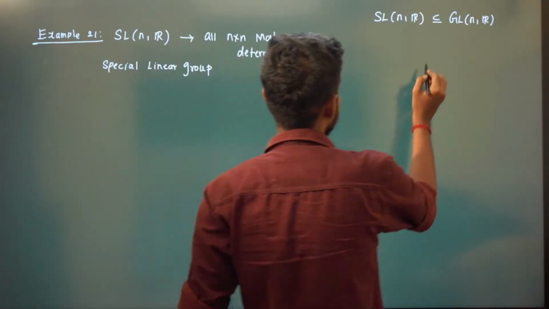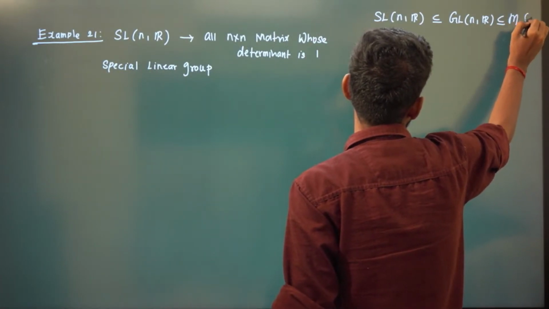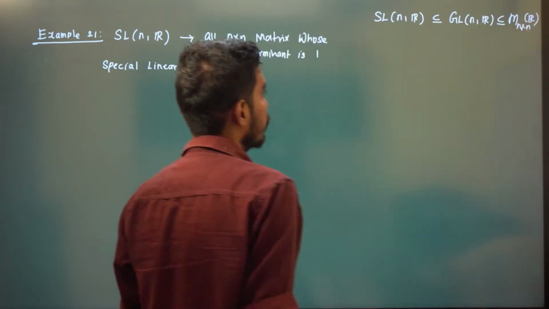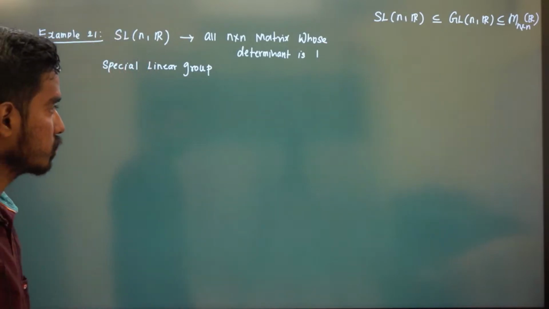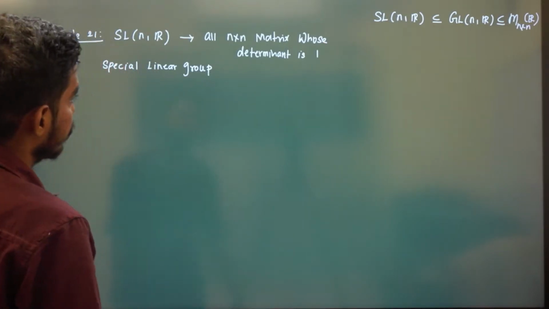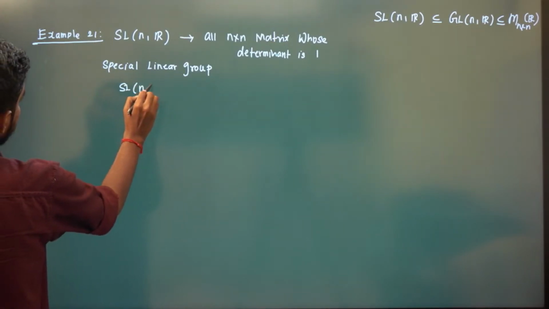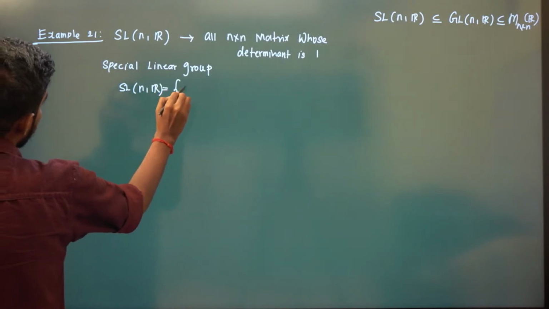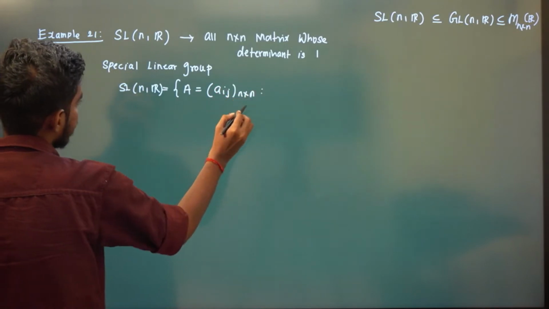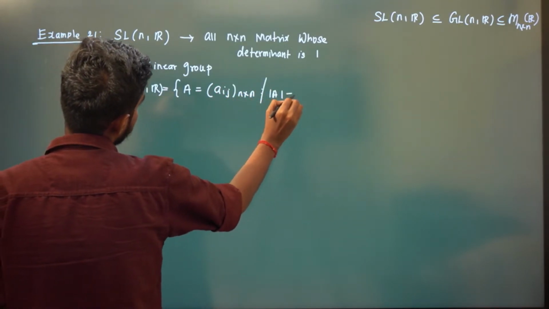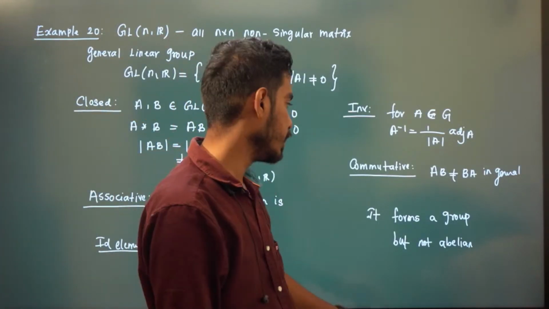This is a subset of m cross n matrices over real numbers. Yes or no? This is a subset of this. Okay. So what is SL(n, R)? It consists of all those matrices A = (aij), all those n cross n matrices such that determinant of A is equal to 1. Right? In the previous case, determinant of A is not equal to 0, but here determinant of A is 1.